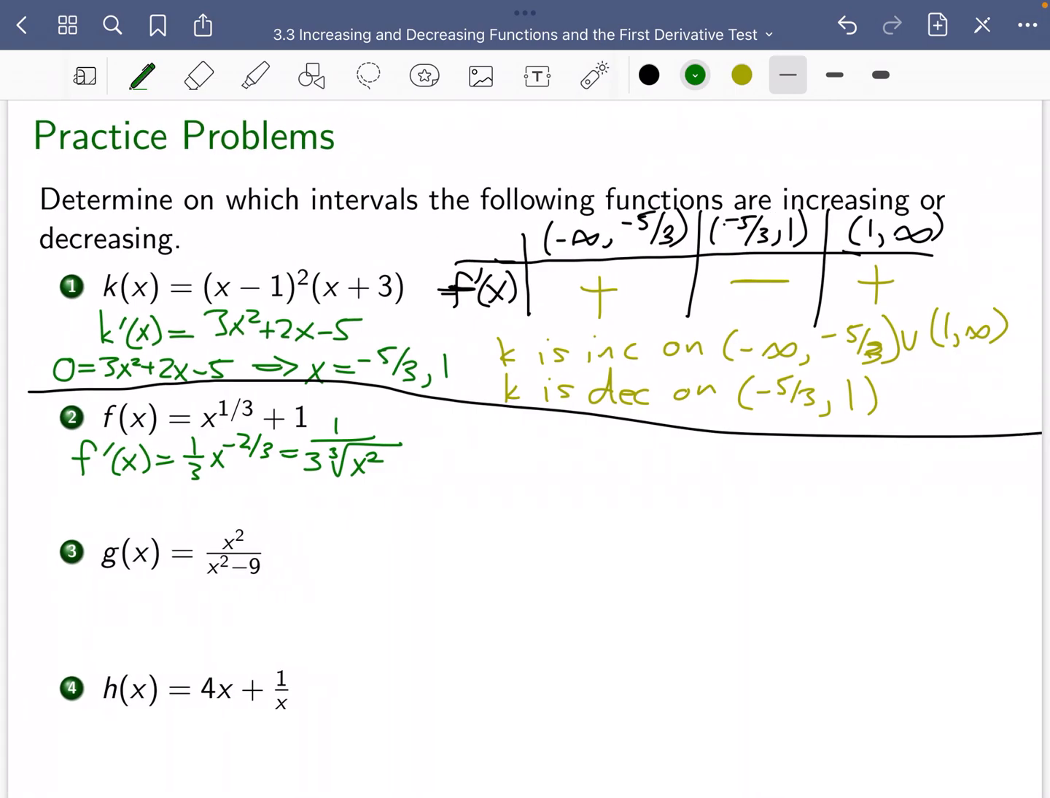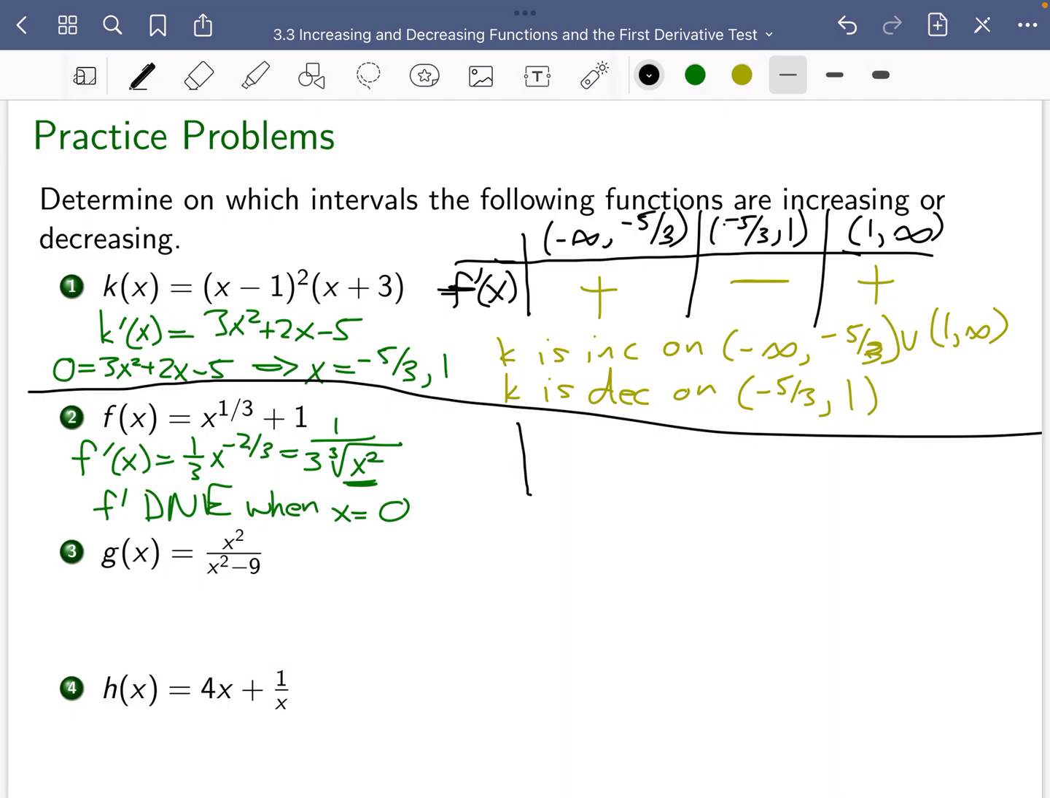What are the critical numbers for this? Well, there's not going to be anywhere that the derivative is equal to 0, because that numerator is never going to be equal to 0. But there is a spot where the derivative does not exist. So when our denominator is equal to 0, that's going to be bad news. And that's going to happen exactly when x is 0. So f prime does not exist when x is equal to 0.